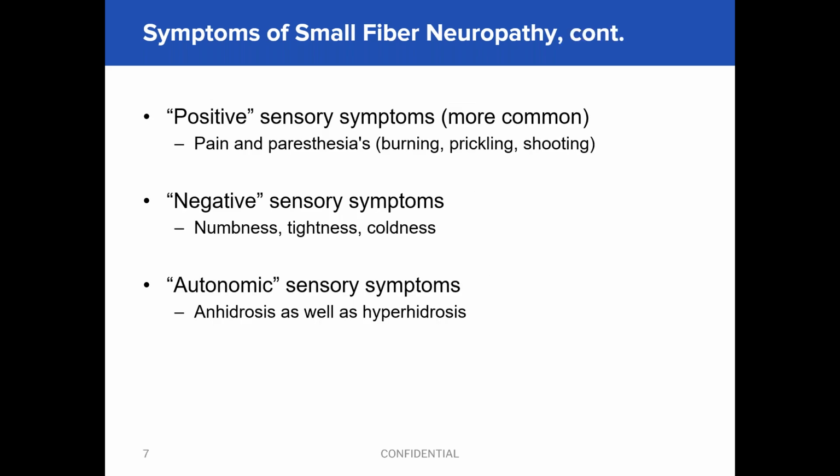So again, with symptoms of small fiber neuropathy, we can have positive symptoms and negative symptoms, as well as autonomic symptoms. Autonomic symptoms involve the sweat glands. A lot of times we can see anhidrosis versus hyperhidrosis. We see in a lot of our diabetic patients, or really any neuropathy patient, because their sweat glands are not getting that autonomic input, they have very dry skin, cracked heels, and fissures. So that can be a symptom of small fiber neuropathy.